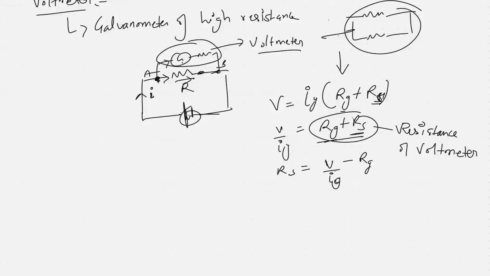Now this V is basically related to the current which is passing through this branch. Any doubt till here, kids? No, sir, no doubt. Okay.